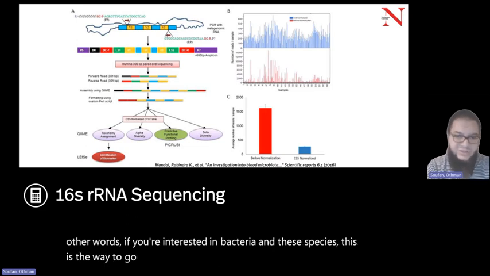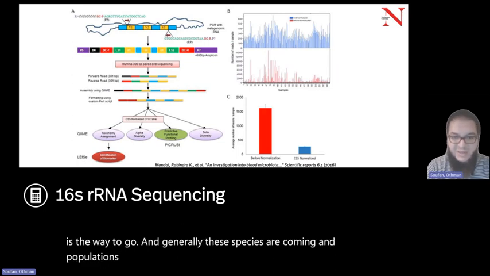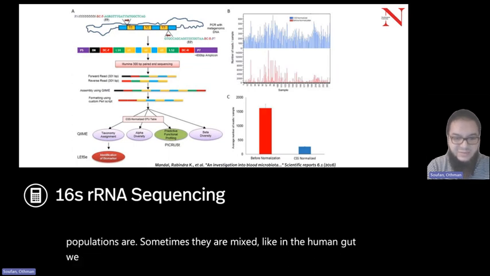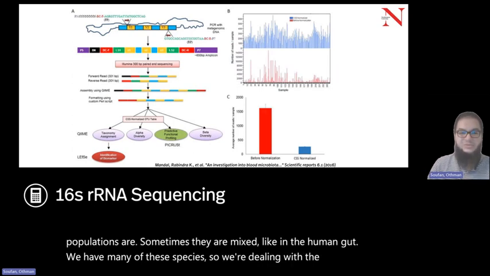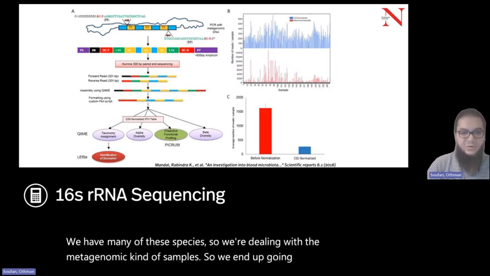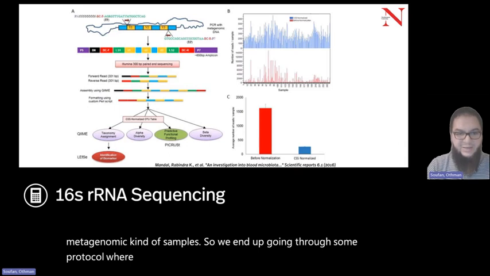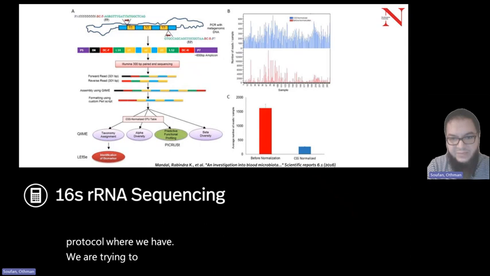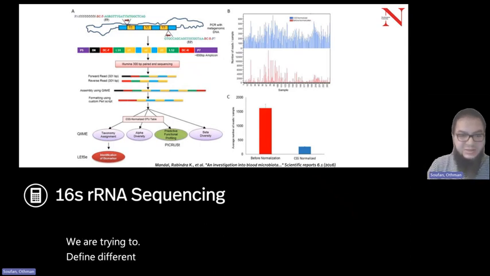And generally, these species are coming in populations. Sometimes they are mixed, like in the human gut. We have many of these species, so we're dealing with metagenomic kinds of samples. So we end up going through some protocol where we are trying to define different regions that we can deal with.